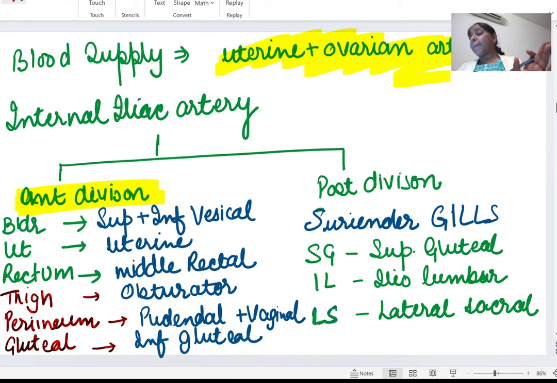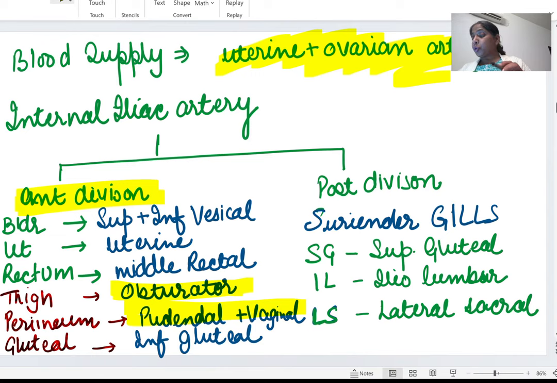What is the branch to the thigh? We will learn here only. Obturator. What is the branch after the thigh? Perineum. What are the 2 branches to the perineum? Pudendal and vaginal.